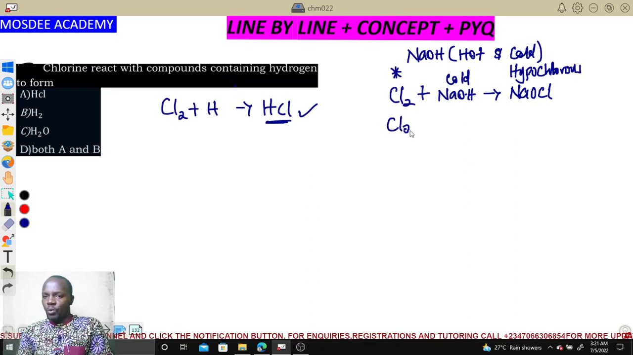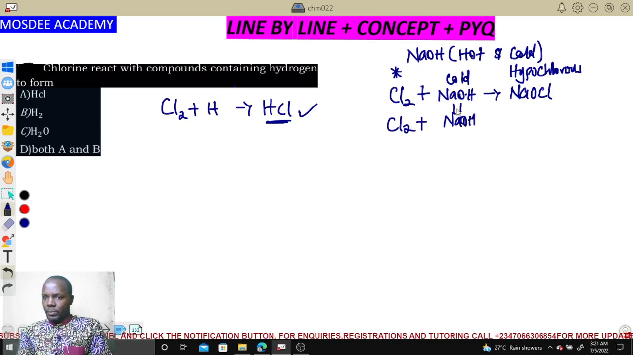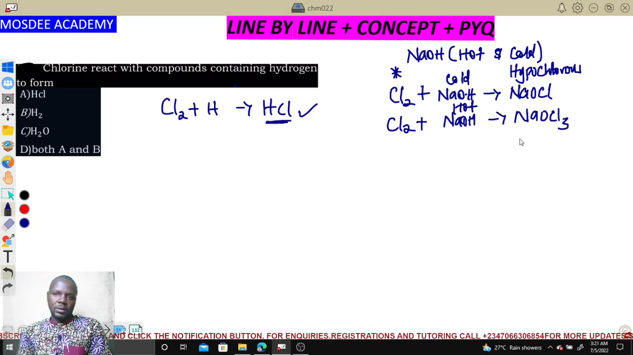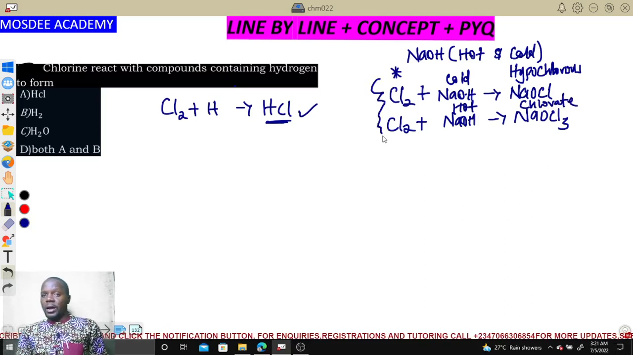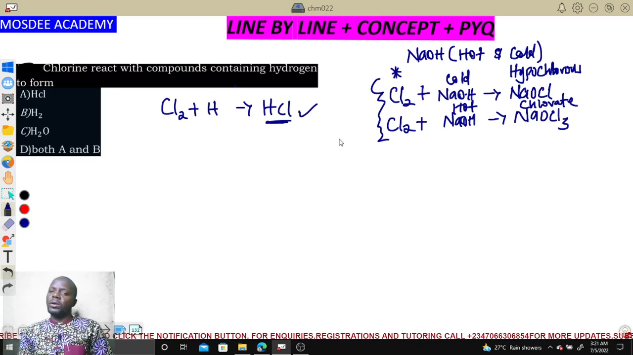But if it is reacting with hot alkali, the oxidation number is changing. Another important reaction, it will give you chlorate, NaClO3. So this is chlorate. That's the difference. This is also common. You can keep it in mind in some reactions of chlorine. Now, chlorine can also react with slaked lime, calcium hydroxide. Apologies, this thing is loading.